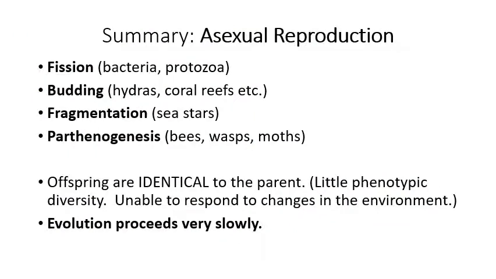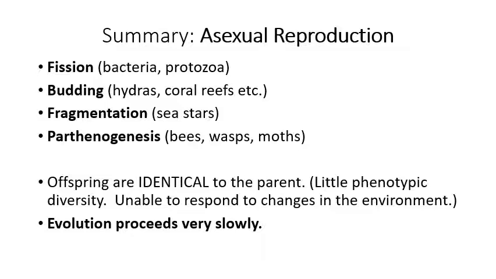Okay, so summary of the asexual forms of reproduction. I could ask you about these on a test, right? So we have binary fission, which is the way bacteria and protozoa usually reproduce. We have budding, which is the way hydras and members of the phylum Cnidaria reproduce. We have fragmentation, which is the way sea stars reproduce. And remember that sea stars are also capable of sexual reproduction, so they don't have to reproduce by fragmentation. And then we have parthenogenesis, and remember that insects like bees, wasps, and moths can also reproduce sexually.